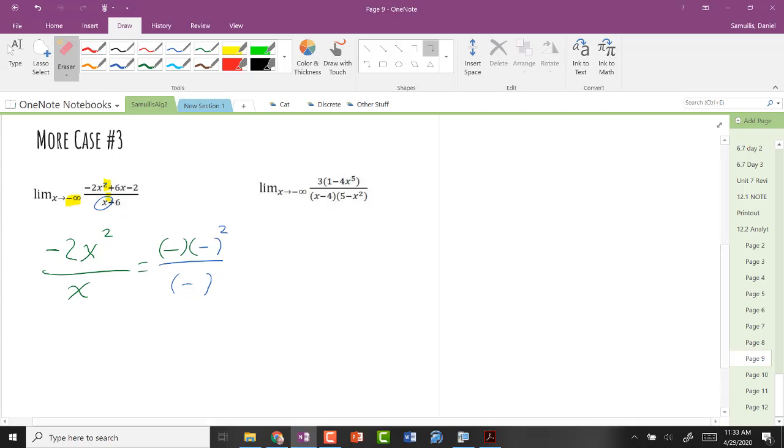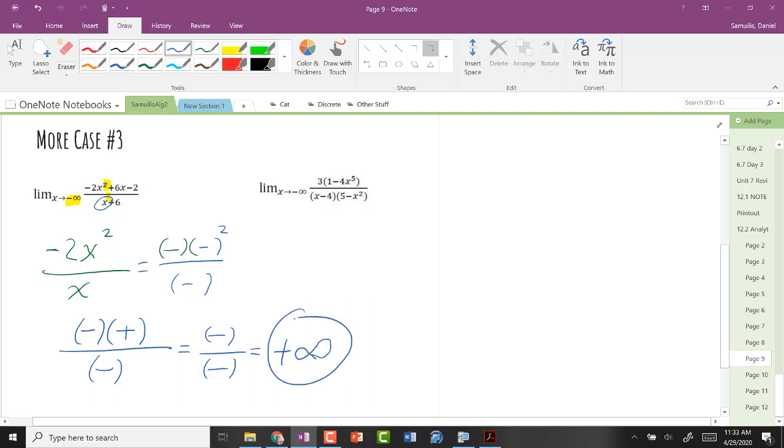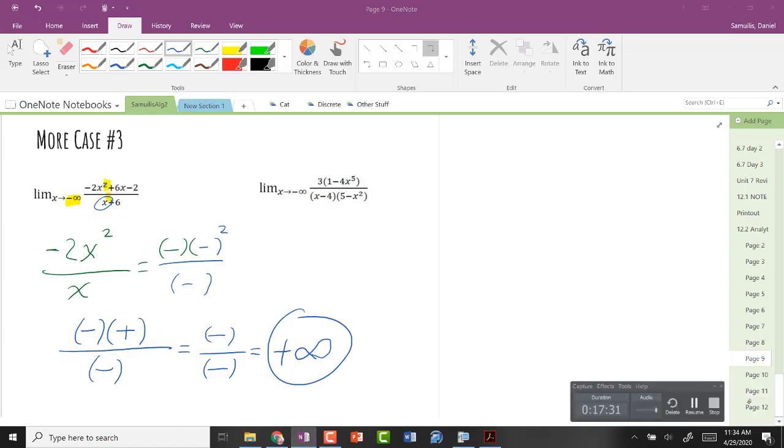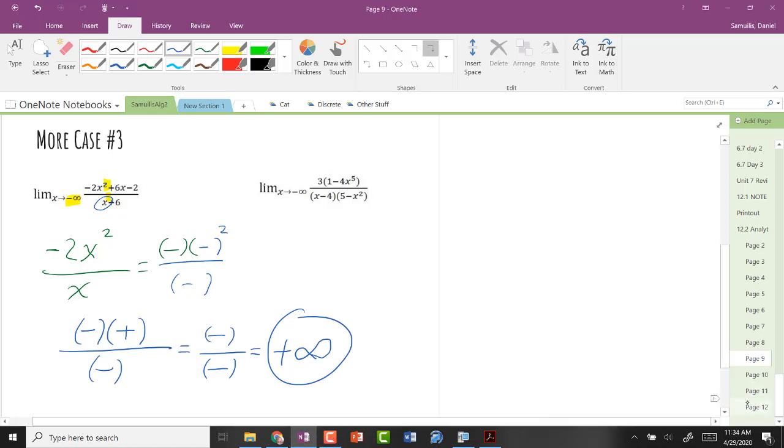I'm not taking it to any power. So I have the negative leading coefficient up top. What's a negative squared? A negative squared is a positive number. And in the denominator, I have a negative. What's a negative times a positive? A negative. What's a negative divided by a negative? A positive. So this is approaching positive infinity. Hoping this is making sense to you guys.